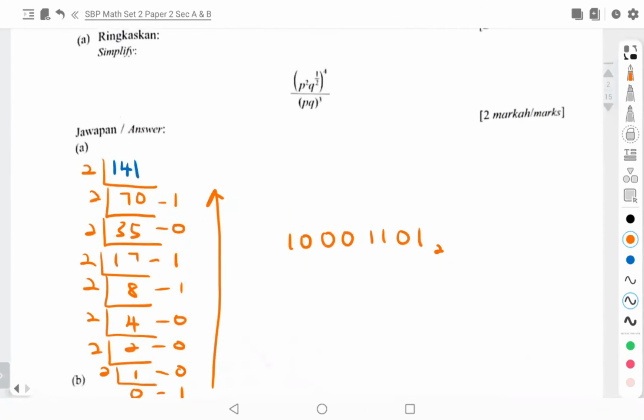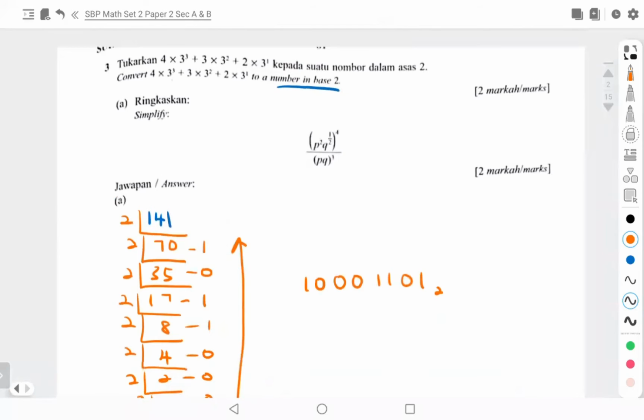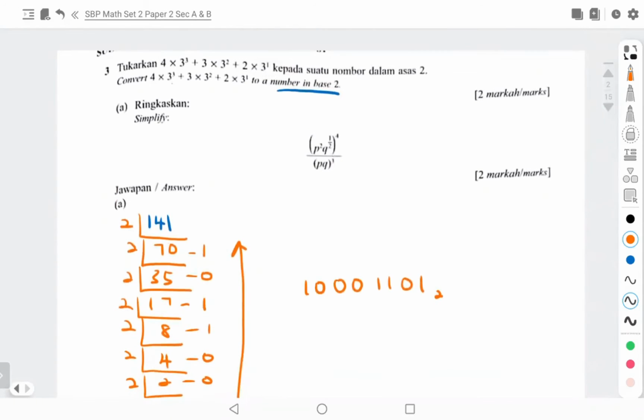So this is Paper 2. Even though we can change the base in the calculator, you pretend you cannot, because it's Paper 2. Just show out the solution. Pretend, do the solution, then you just write the answer. Then you can always double check with the calculator. Okay, that's number 3A. Then this one is B.